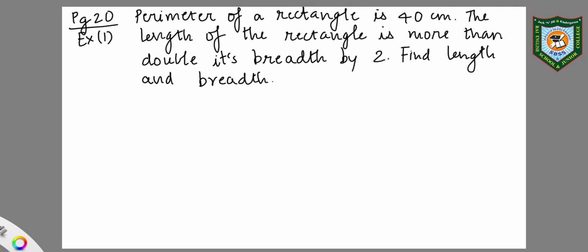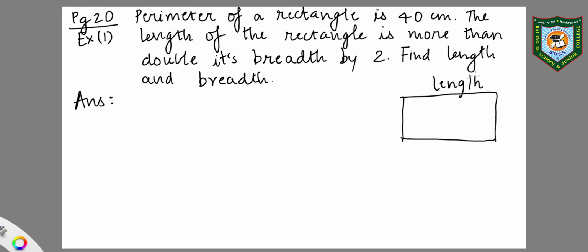Now, whenever we try to solve word problems, what we want to do is read one statement at a time. Never ever try to read the whole question in one go. Just read one statement at a time, and then we'll start solving the question. So here the perimeter of the rectangle is 40 centimeters. So I'll draw a rectangle first. Now this is my length and this is my breadth.